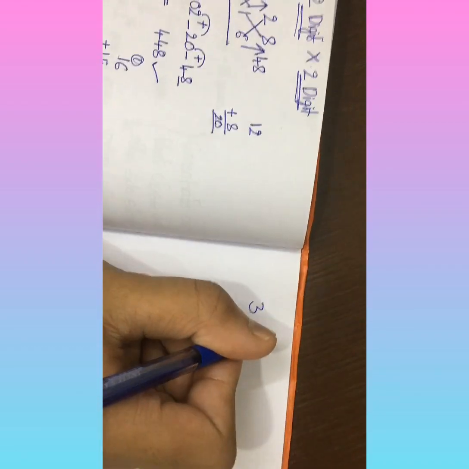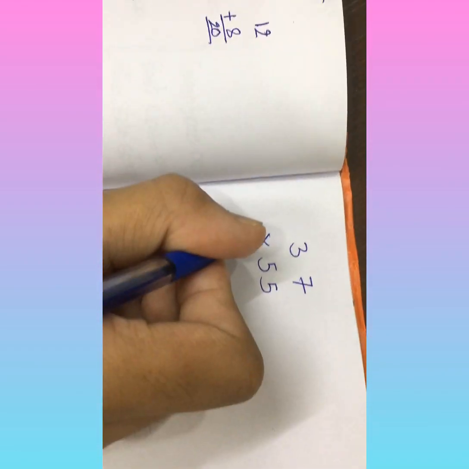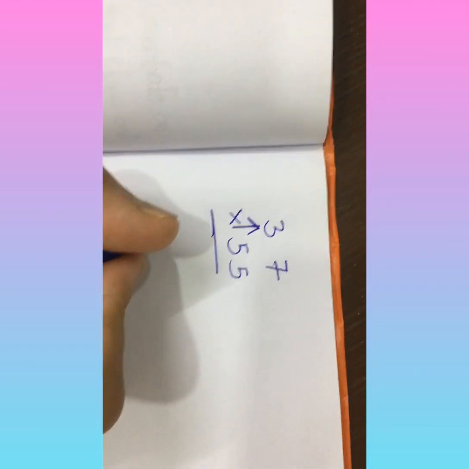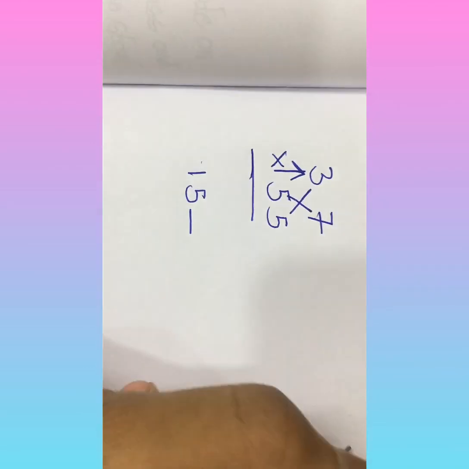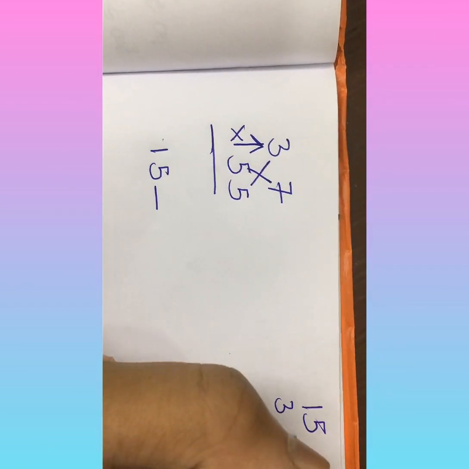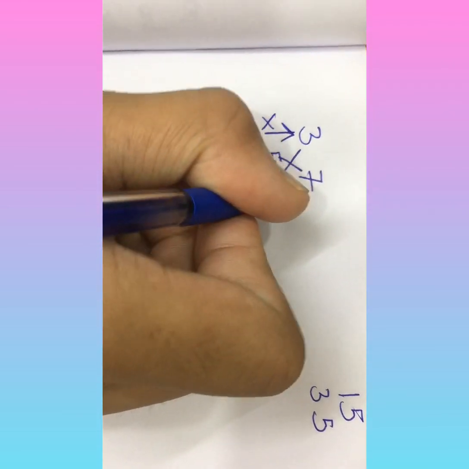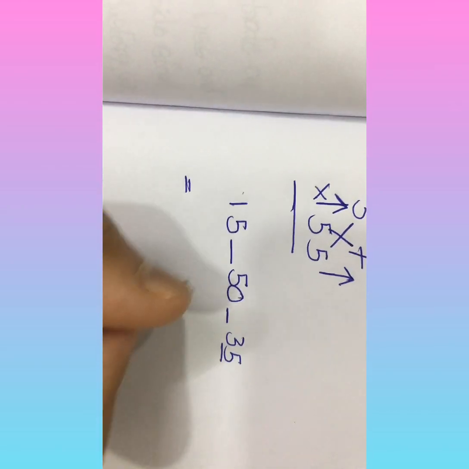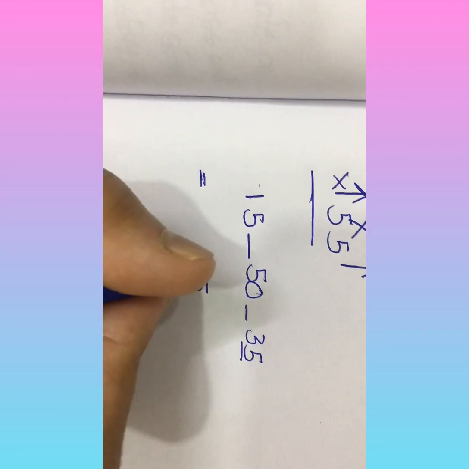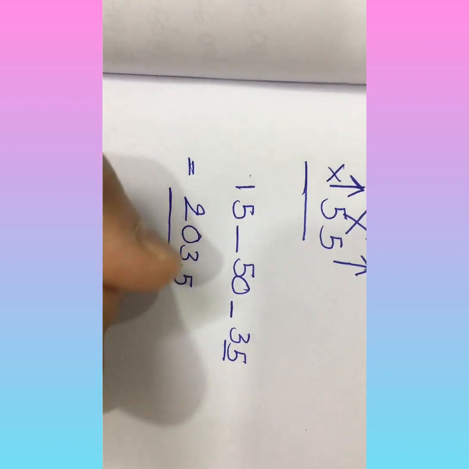So the next example is 37 into 55. First we multiply 3 into 5, that is 15, and next 3 into 5 plus 5 into 7, that is 15 plus 35. We'll get 50. So next is 7 into 5, that is 35. Now this 5 as it is we write, and 3 plus 0, that is 3, and 5 plus 5, that is 10, and 1 carry. So we got the answer 2035.